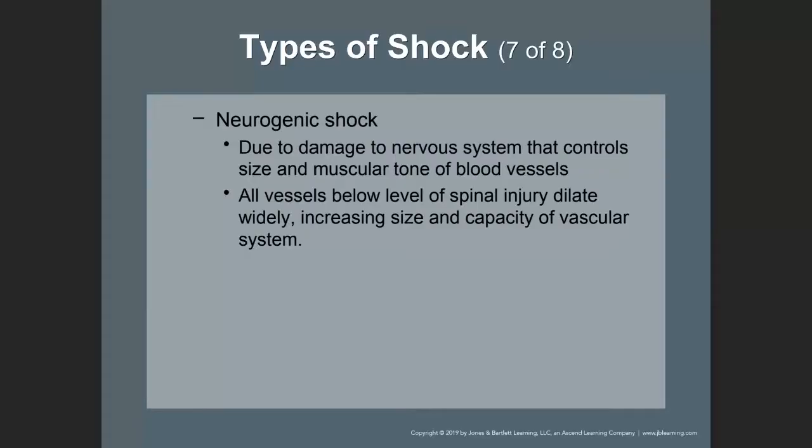Neurogenic shock is due to damage to the nervous system that controls the size and muscular tone of blood vessels. All vessels below the level of spinal injury dilate widely, increasing the size and capacity of the vascular system. If blood vessels are too dilated, the pressure inside the blood vessels will fall.